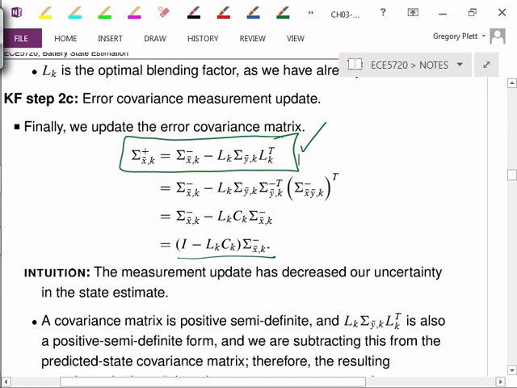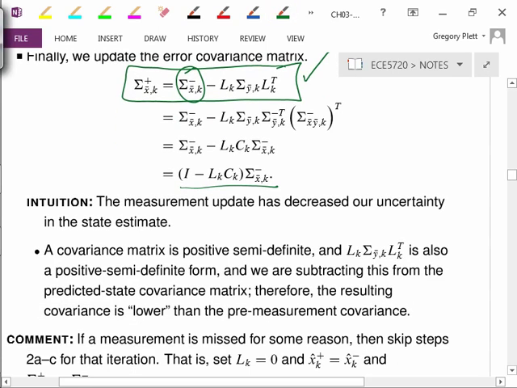The intuition behind this step says I had a prediction uncertainty and I have made a measurement. How has that prediction uncertainty changed in my estimate? What is my estimate uncertainty? And it should be smaller. There's information in the measurement. No matter how noisy the measurement might be, there should be some improvement between the prediction and the estimate.